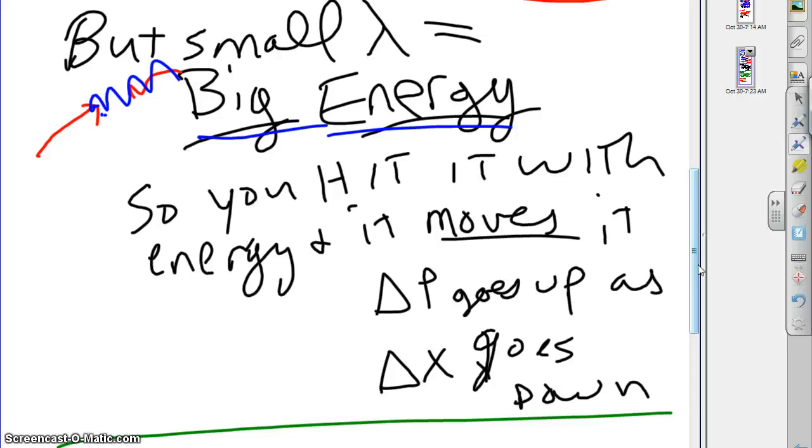So when you hit it with energy, it moves, and when it moves, the uncertainty in momentum goes up. In other words, you know less about what it's doing because you just changed it. I might know what it was doing a minute ago, but the measurement changed it. But when you do that, the uncertainty in x, or where it is, goes down. So I know more about where it is, but less about what it's doing.